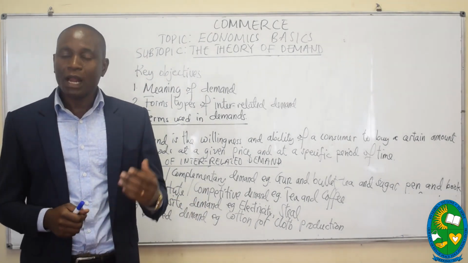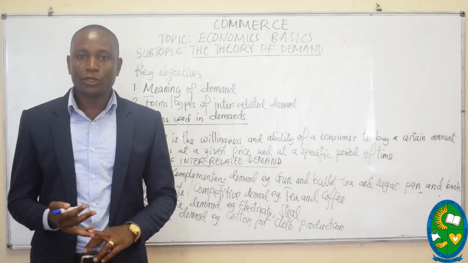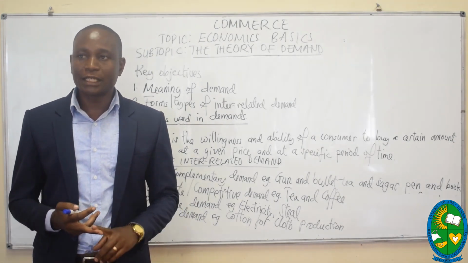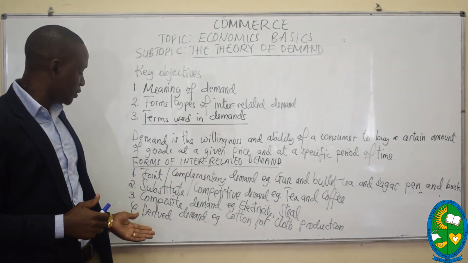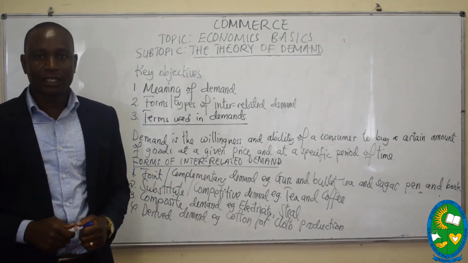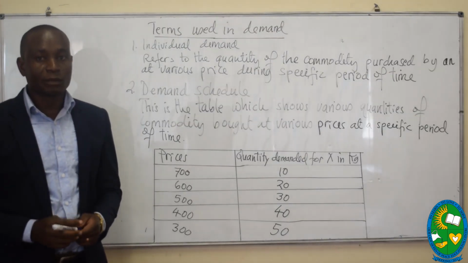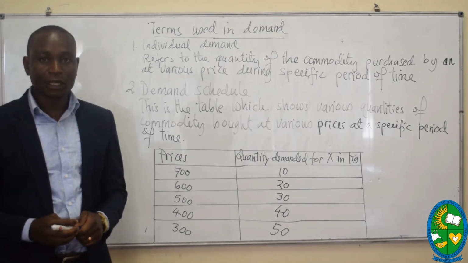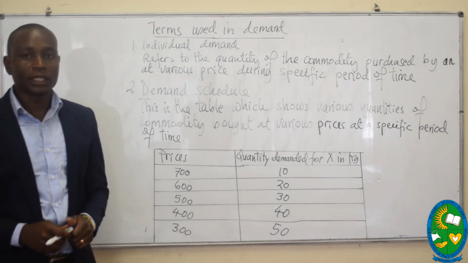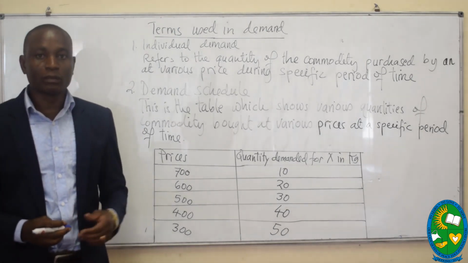Land can be used for building construction, land can be used for farming, and land is also used for getting iron ore. Those are some examples of derived demand. The next part is terms used in demand. There are several terms used in demand, but before we proceed, let us start by explaining what the law of demand is.